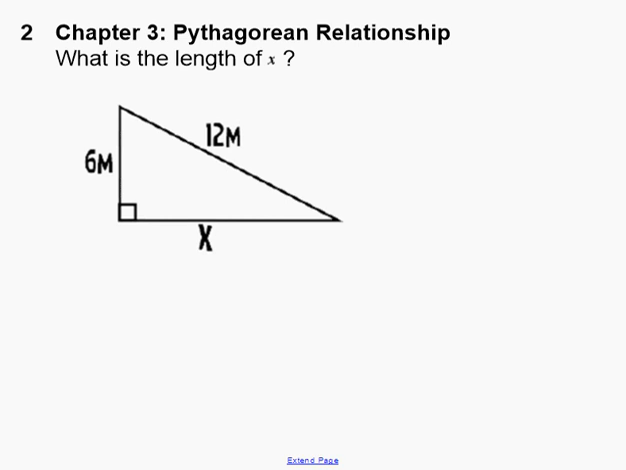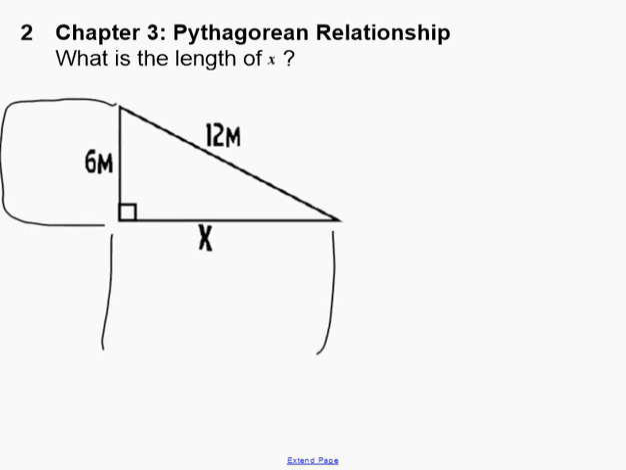Our second question comes from Chapter 3 on Pythagorean relationship. What is the length of x? Now, obviously, we can do two things. We could either use a formula, which would be a squared plus b squared equals c squared, or we could do a picture. Today I'll do both in case you did either one, but it's up to you.